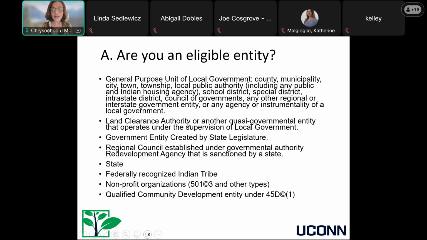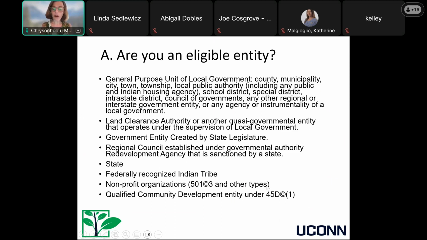You can be a land clearance authority if that's applicable in your state, another type of government entity created by state legislature, a regional council, or a redevelopment agency. The state itself can apply, as can a federally recognized Indian tribe. And you can also be a nonprofit organization, which does include 501(c)(3), but also several other different types.